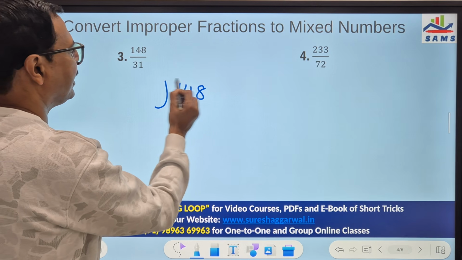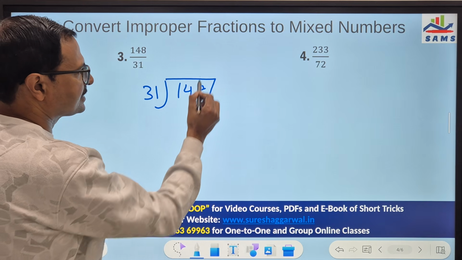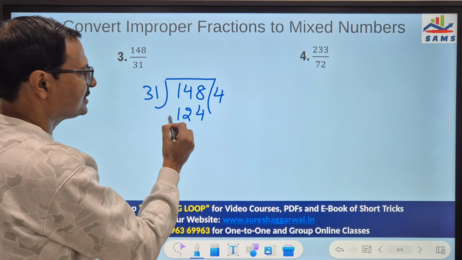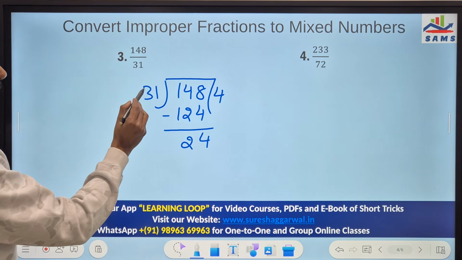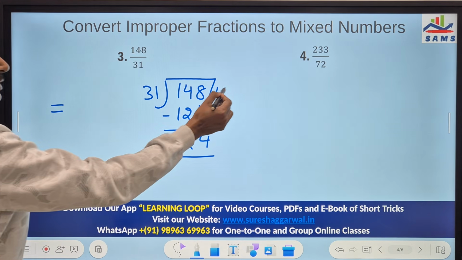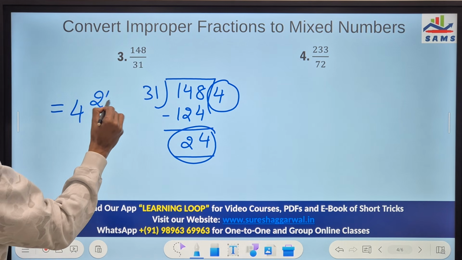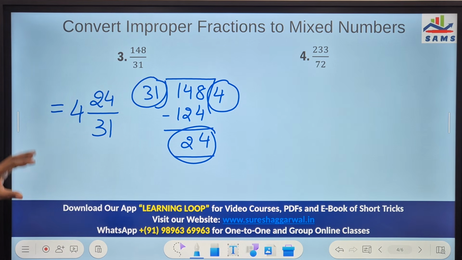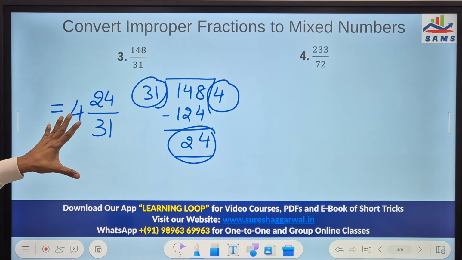148 and I need to divide that by 31. Now 31 4 times will give me 4 1s are 4, 4 3s are 12. Subtract, you get 4 and 2, 24, and 24 is smaller than 31, so I can't divide further. So the representation is quotient 4, remainder 24 upon divisor 31, and here is the exact representation of 148 upon 31 as a mixed number.